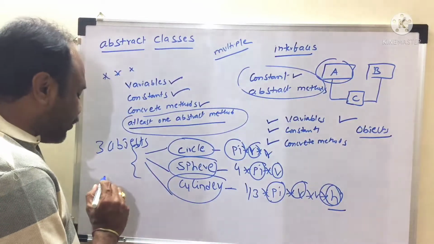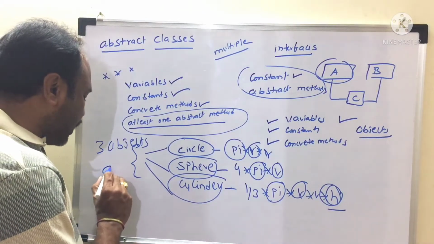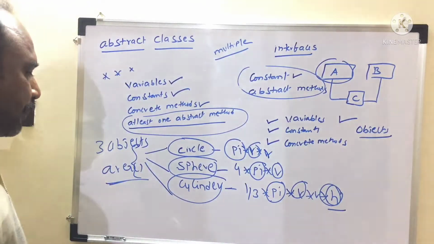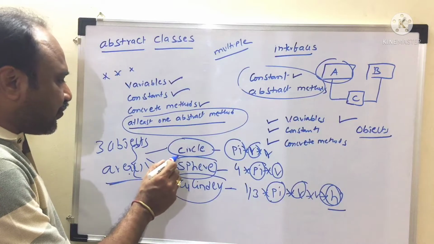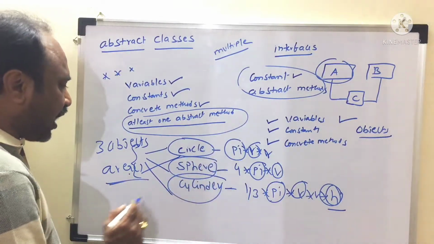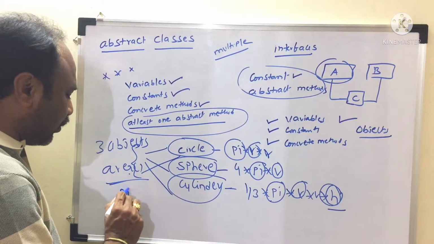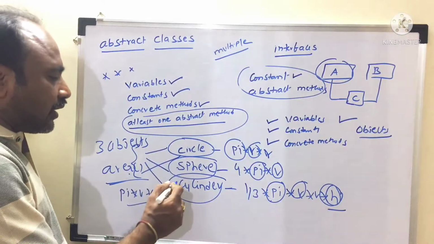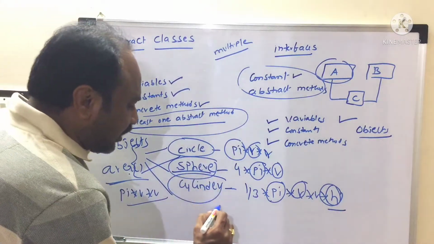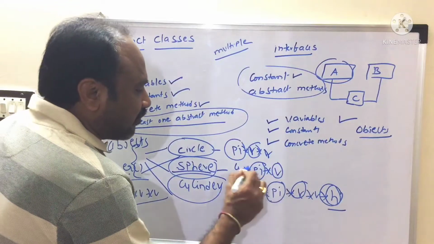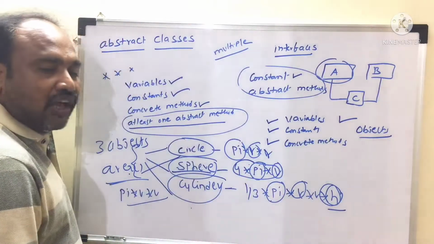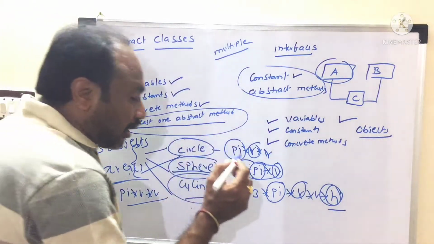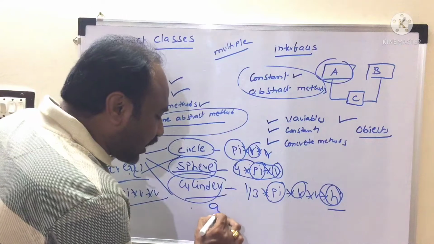Okay, all these objects have to use a common method. What method? Area method. The purpose of this area method is, in the case of a circular object, the area method has to take pi value and r value and find the area of the circle. In the case of a sphere, the area method will take pi value and r value, and using the 4 pi r formula, it has to calculate the area of the sphere. In the case of a cylinder, we have to use the area method again.